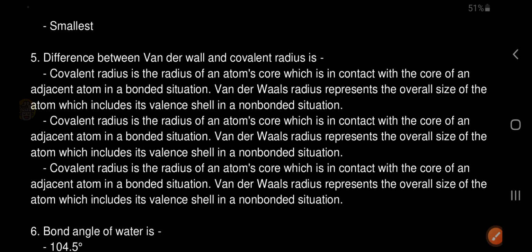Difference between van der Waals and covalent radiuses. Covalent radius is the radius of an atom's core which is in contact with the core of an adjacent atom in a bonded situation. Van der Waals radius represents the overall size of the atom which includes its valence shell in a non-bonded situation.